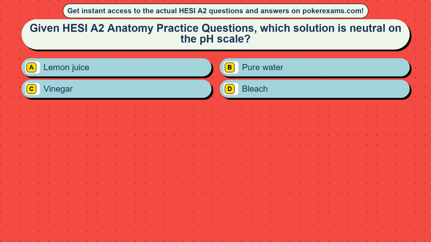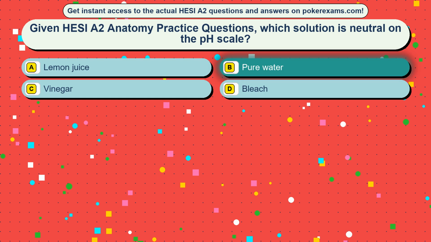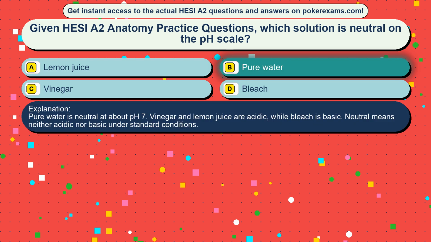Question 8. Given HESI A2 Anatomy Practice Questions, which solution is neutral on the pH scale? Option A, lemon juice. Option B, pure water. Option C, vinegar. Option D, bleach. The correct answer is option B, pure water. Pure water is neutral at about pH 7. Vinegar and lemon juice are acidic, while bleach is basic. Neutral means neither acidic nor basic under standard conditions.